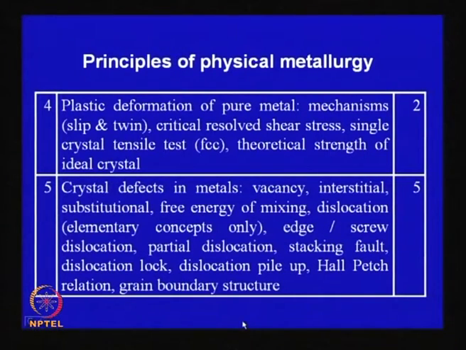Metals have an attractive property that they can be shaped by mechanical processing, which is known as plastic deformation. We will start with the process of plastic deformation of pure metals, then look at the mechanisms by which deformation takes place, not only in a single crystal, but then in a polycrystalline material. We will have some idea about the theoretical strength of an ideal crystal.